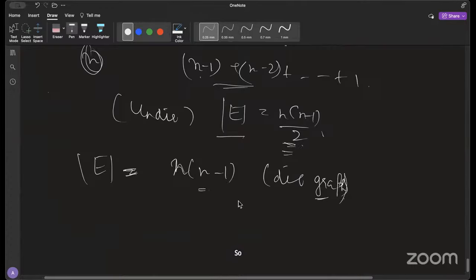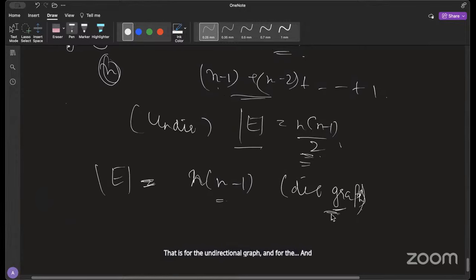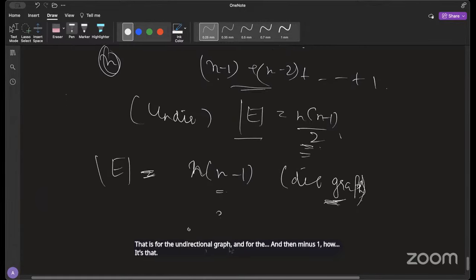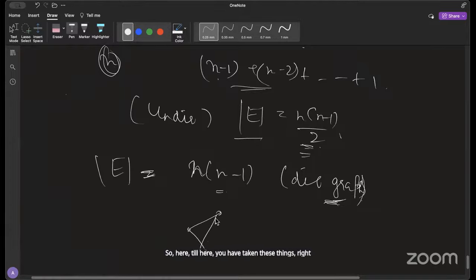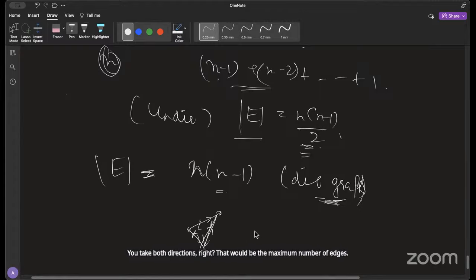And ma'am, how is this for a directed graph? Till here you have taken these edges. If you have 3 vertices, you have taken these edges. But what do you do in a directed graph? You take both directions, right? That would be the maximum number of edges. So this edge in an undirected graph you were considering 1, but in a directed graph you're considering them to be 2, right? The maximum number of edges you can have for 2 vertices is 2, from here to here and here to here. That's why we're multiplying this entire thing with 2.